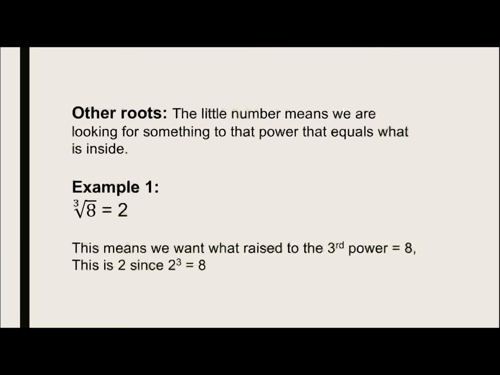Other roots. A little number inside a root means we're looking for something to that power that equals what is inside. Example 1. That's called the cube root of 8. The little 3 inside that root means we want something raised to the third power to equal 8. And that equals 2, because 2 to the third power equals 8. The little 3 means we want something times itself again. 2 times 2 is 4, times 2 is 8.